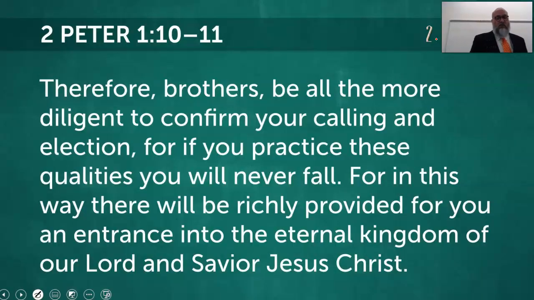So the Bible gives every one of us the same advice. Therefore, brothers, be all the more diligent to confirm your calling and election, to make your calling and election sure. For if you practice these qualities, you'll never fail. For in this way, there will be richly provided for you an entrance into the eternal kingdom of our Lord and Savior, Jesus Christ.